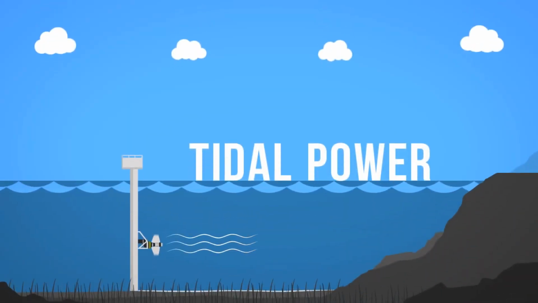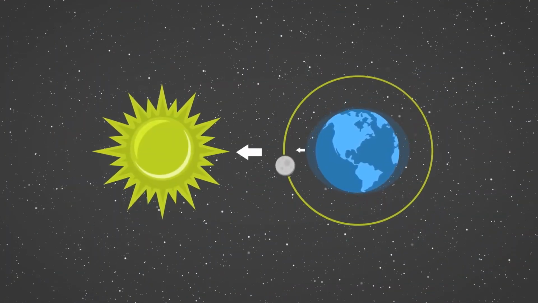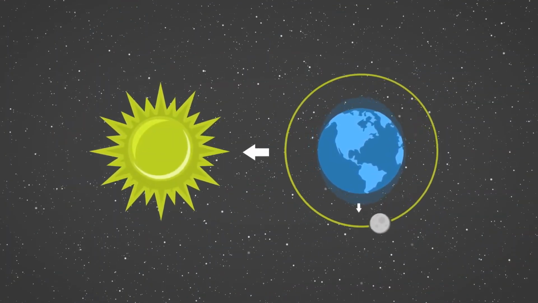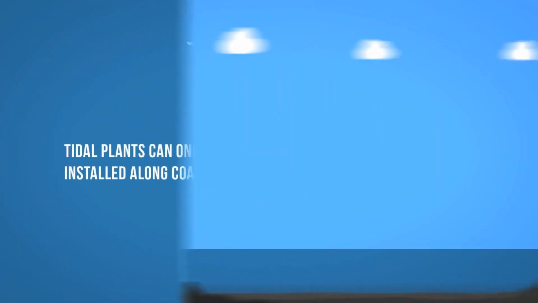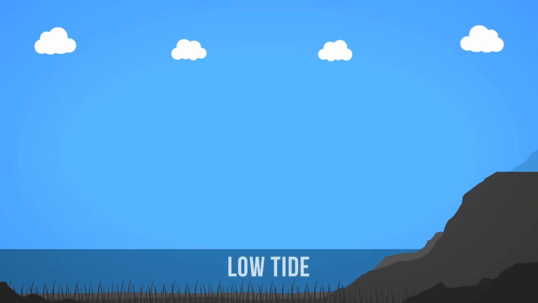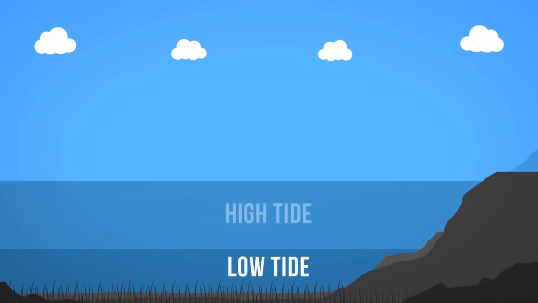Tidal power. Tidal power is a form of hydropower that converts the energy from the natural rise and fall of the tides into electricity. Tides are caused by the combined effects of gravitational forces exerted by the moon, the sun, and the rotation of the earth. Tidal plants can only be installed along coastlines. Coastlines often experience 2 high tides and 2 low tides on a daily basis.